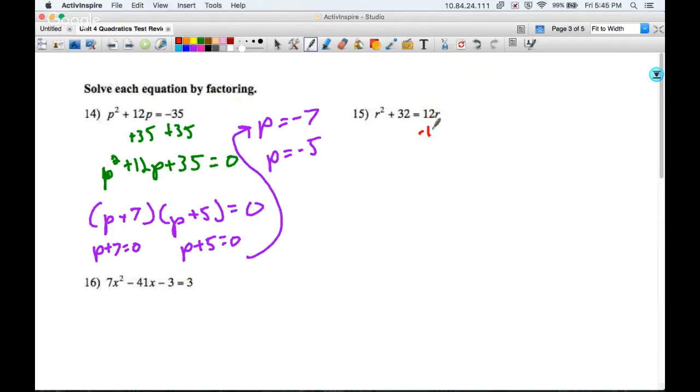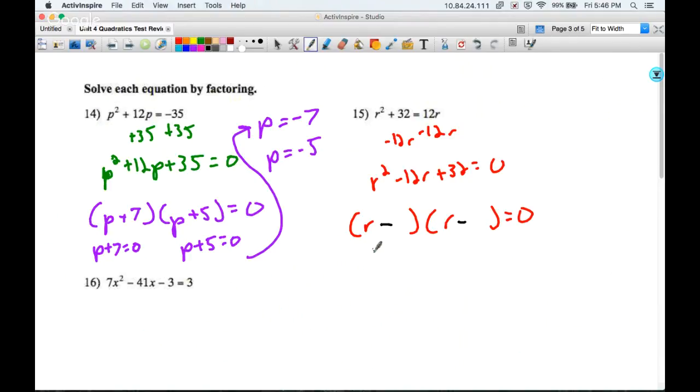This one here, I'll subtract 12r, subtract 12r. R squared minus 12r plus 32 equals 0, another simple factoring. So we'll create this structure here. Then I need to fill in these with values that multiply to be 32, but add to be -12. I know it's going to be a positive and a negative. Or, my bad, I know it's going to be a negative and a negative. That's the only way I can multiply to be a positive, but still add to be a negative.